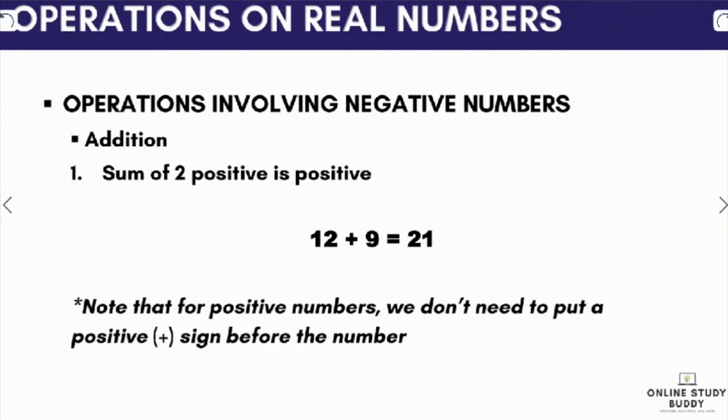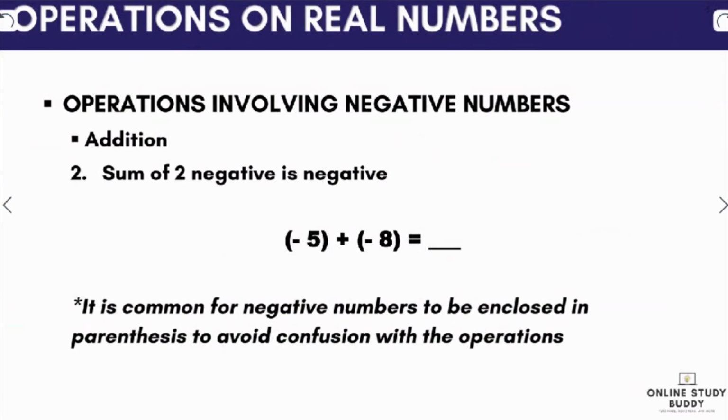Okay, so let's proceed with yung operations natin involving negative numbers. So, when we're dealing with negative numbers, meron na tayong set of rules. So, unahin natin yung addition. For addition, rule number 1, sum of two positive is positive. So, kapag nag-add ka ng dalawang positive, positive din yung result mo. Okay, so, note that for positive numbers, we don't need to put a positive sign before the number. So, understood na natin yun na kapag walang sign yung number, positive na siya.